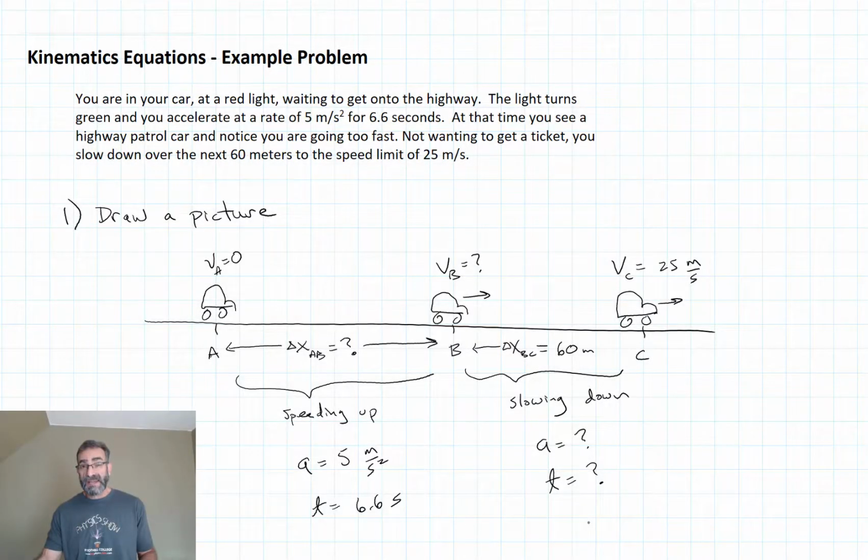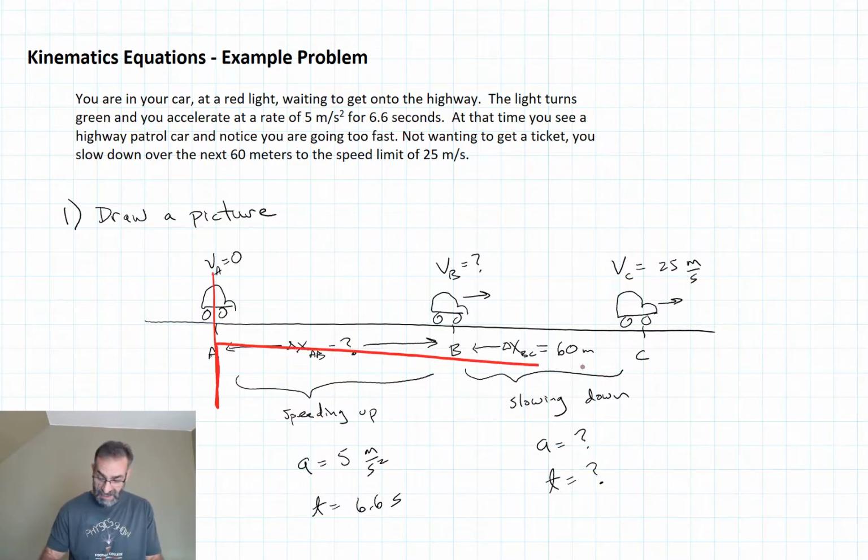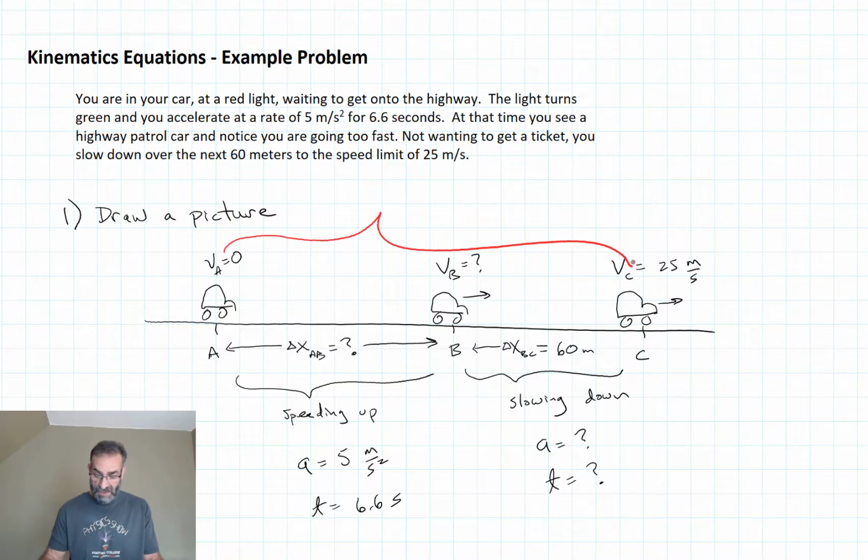We're going to use kinematics equations. And our kinematics equations are all based on the fact that the acceleration is constant. Can we go right from the beginning to the end using kinematics equations? No, because the acceleration is not constant over this entire time period. It's constant from A to B.